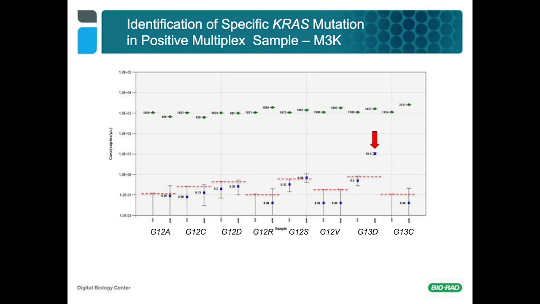Further analysis using individual duplex KRAS mutation assays identified the M3K patient sample as KRAS G13D. Wild-type controls were used with each assay to identify the correct false positive rate for each assay, and positive calls were made by non-overlapping 95% confidence interval error bars.